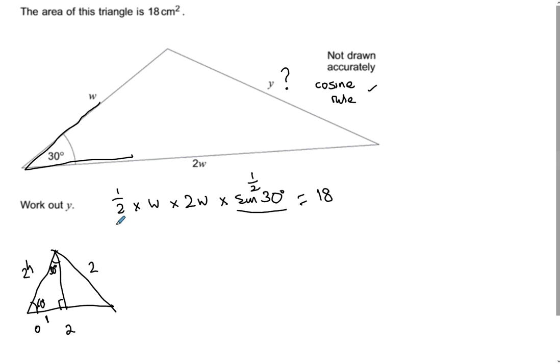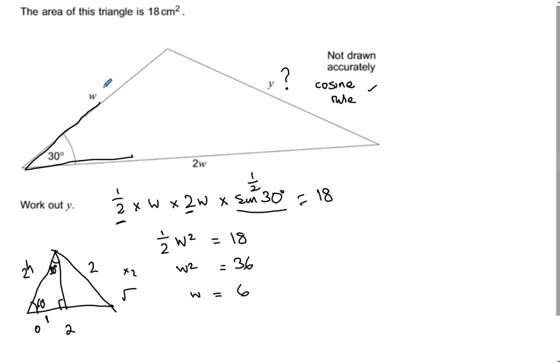Okay, so let's just look at our numbers. Half of 2 is 1, and then 1 times a half is a half. So we've got half w squared equals 18. We'll multiply both sides by 2 to get rid of the fraction. So we've got w squared equals 36. And then we'll square root both sides. So we'll have w equals 6.